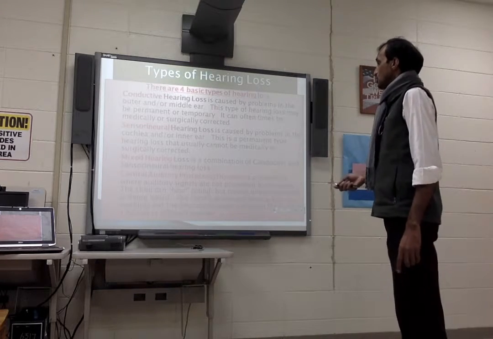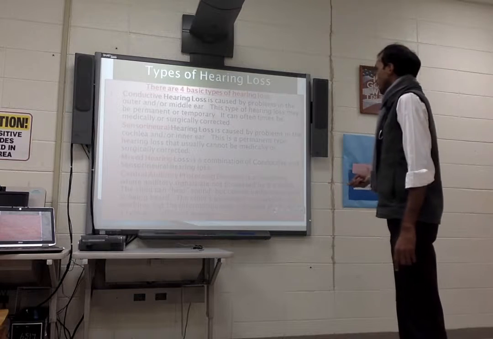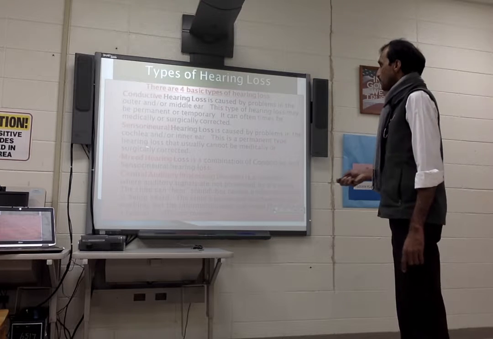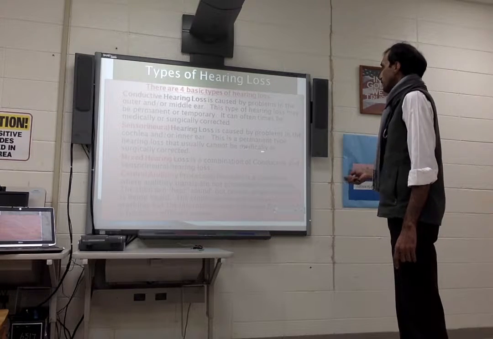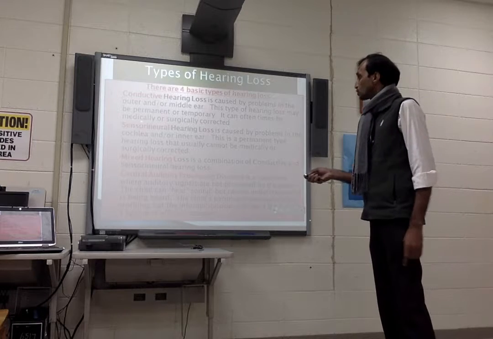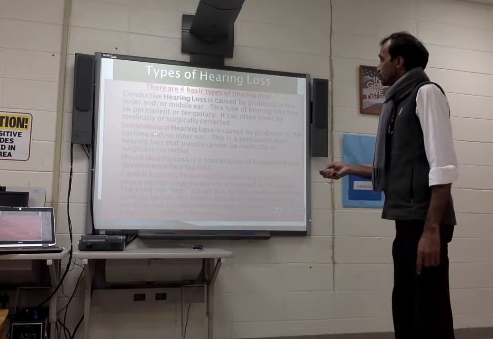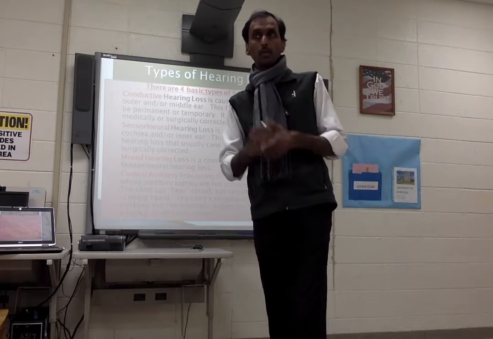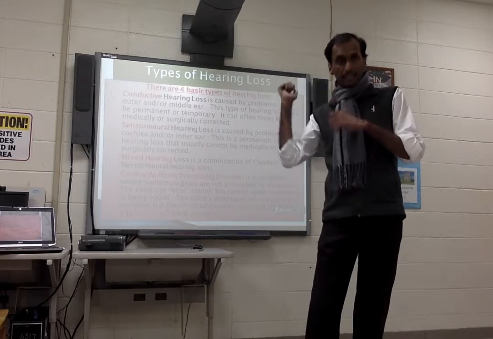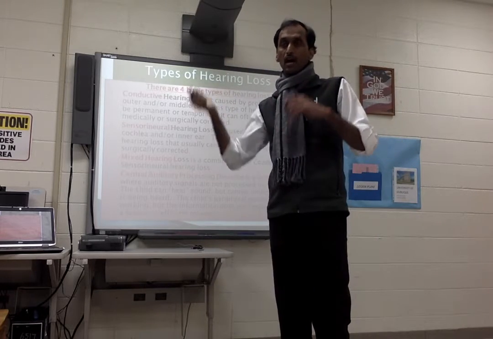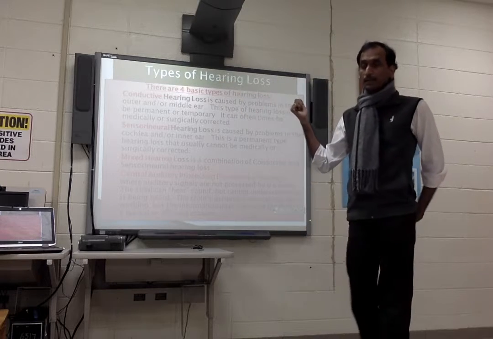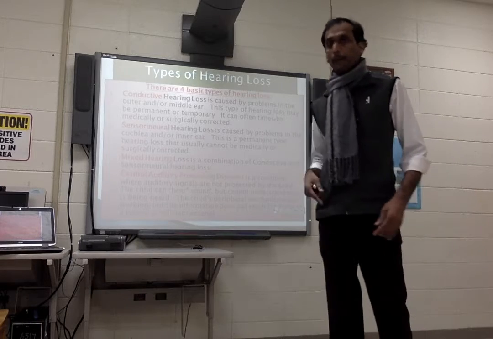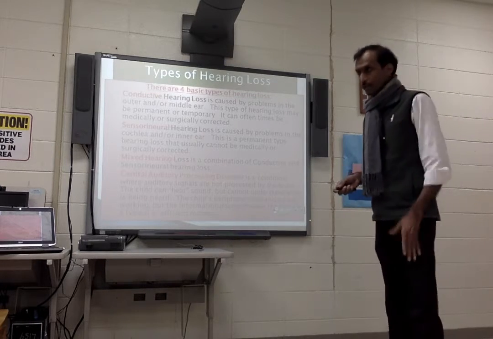The next one is sensorial hearing loss. It is caused by problems in the cochlea or inner ear. This is a permanent type of hearing loss that usually cannot be medically or surgically corrected. So the word itself says sensorial hearing loss: the sensory nerves will be impacted, which includes the inner ear. The cochlea may be damaged, or apart from that, there is a cranial nerve where we take the sound waves to the brain, and that nerve will be damaged, which is not possible to correct even with surgery.